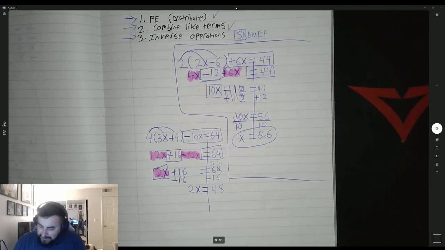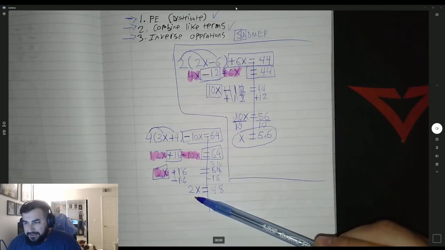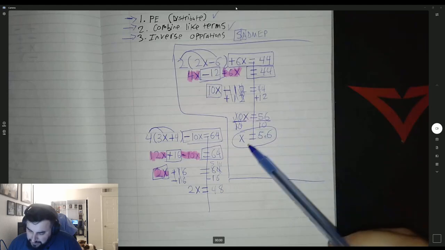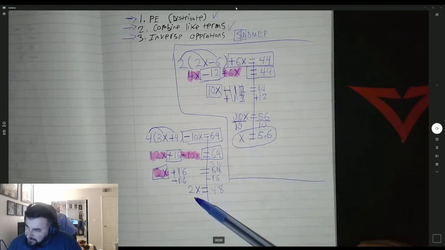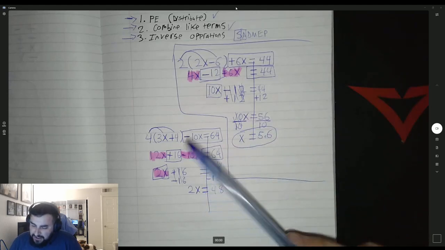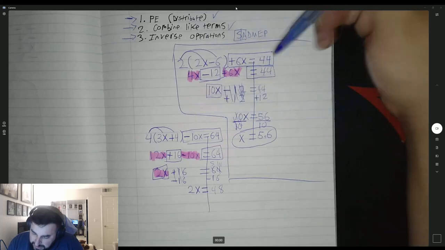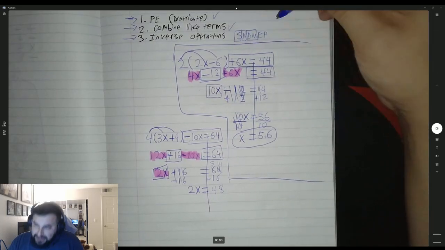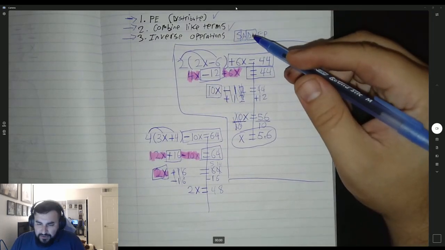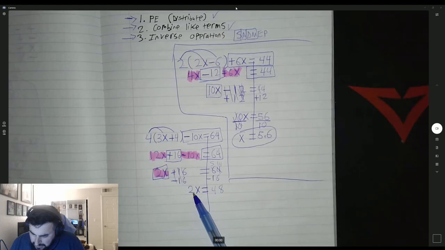Well, it's not, because look. That x, just like our past answer over here, x was by itself, but this one isn't by itself. So you're not done with SADMEP. You got to think about division and multiplying. Do you see anything being divided or multiplied? Oh, right here, the 2 and x are multiplying.